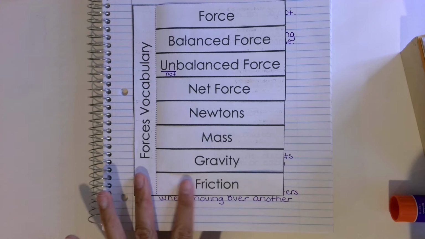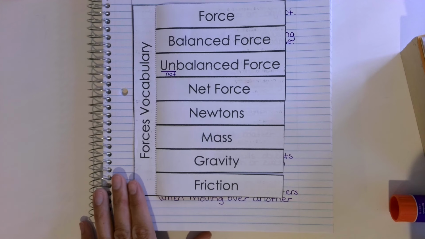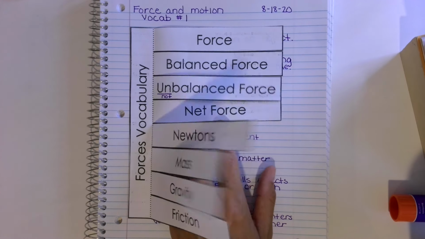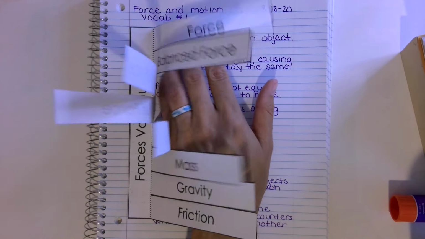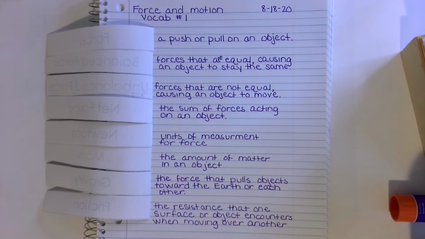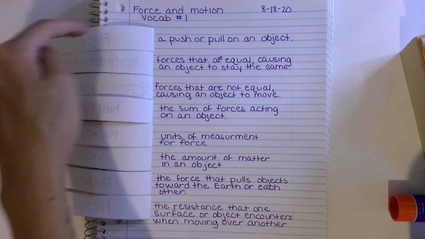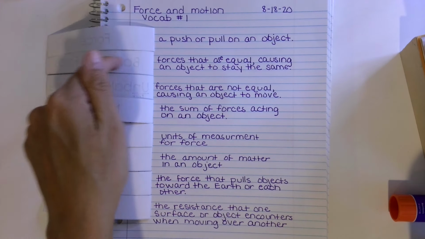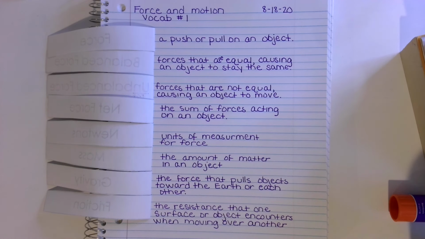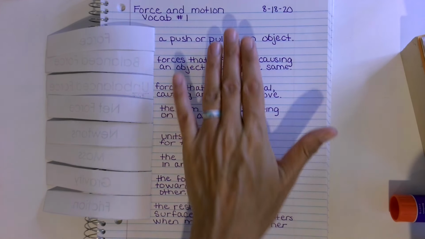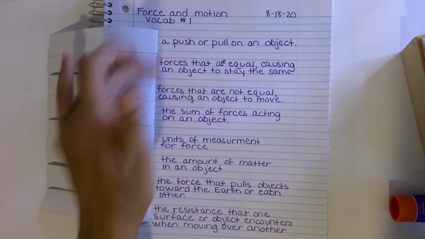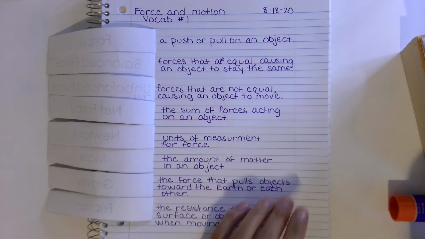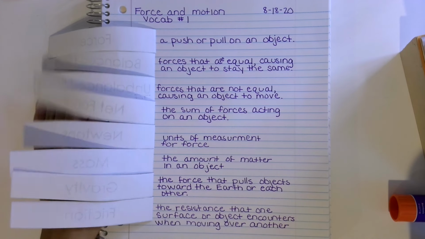All right, so this is what your notebook looks like when you're all done. Okay, so if you flipped up all of these flaps all at one time, it would look like that. So if you're not doing the flaps, you would have just the words written. So you'd have force and a dash, push or pull on an object. Balanced forces, dash, forces that are equal, causing an object to stay the same. So your notebook would look like this without these flaps, except you'd have the words written down. Okay, go ahead and close that up.